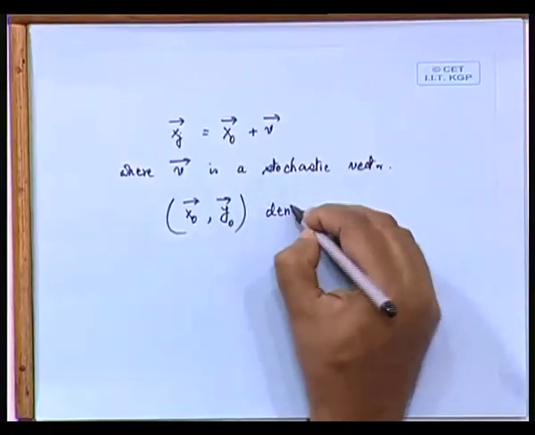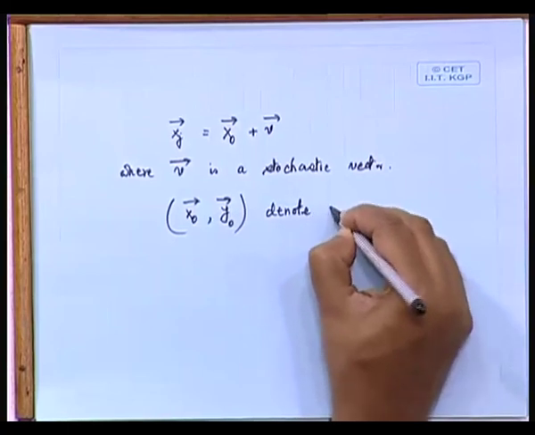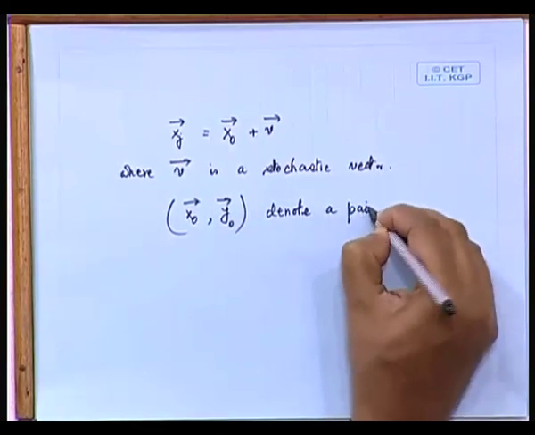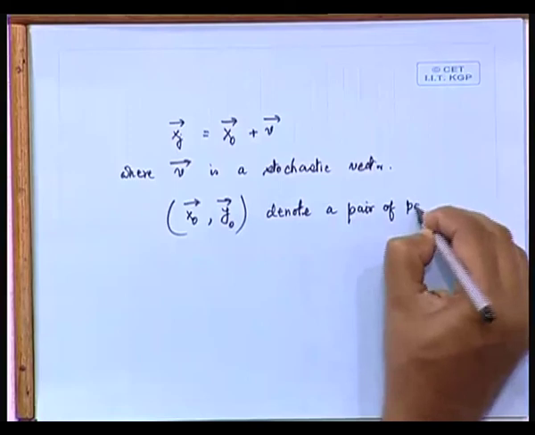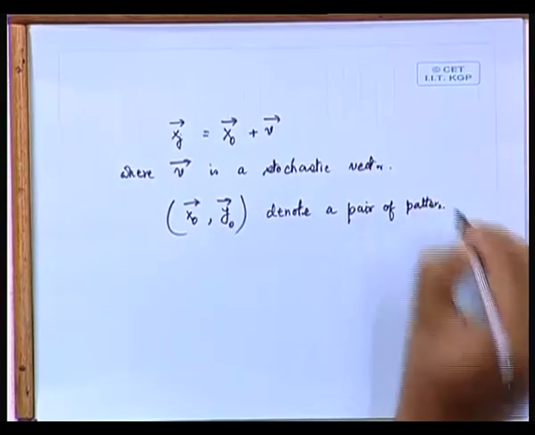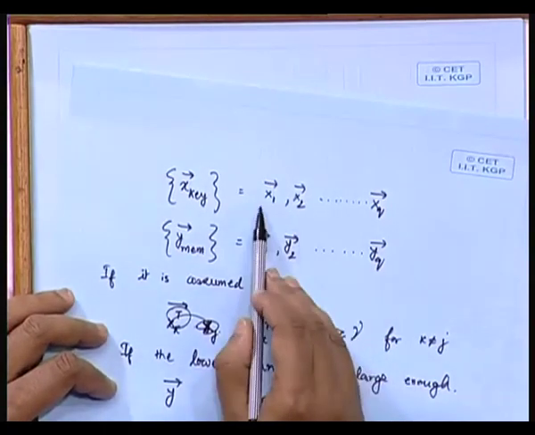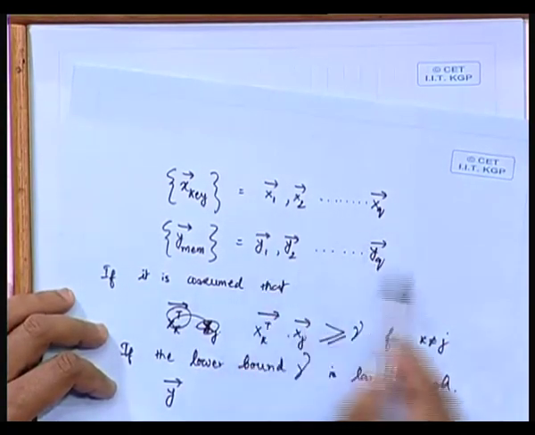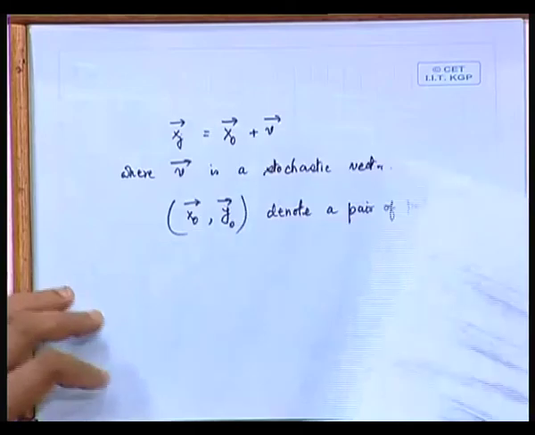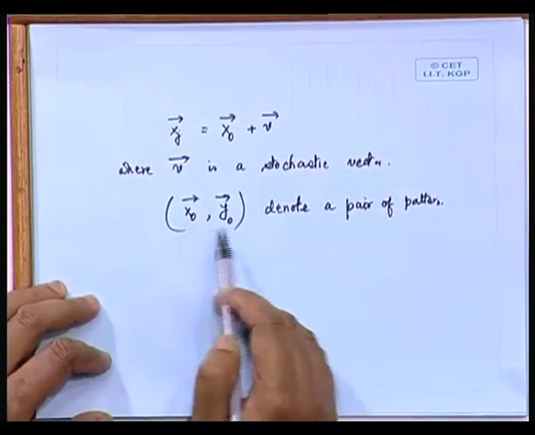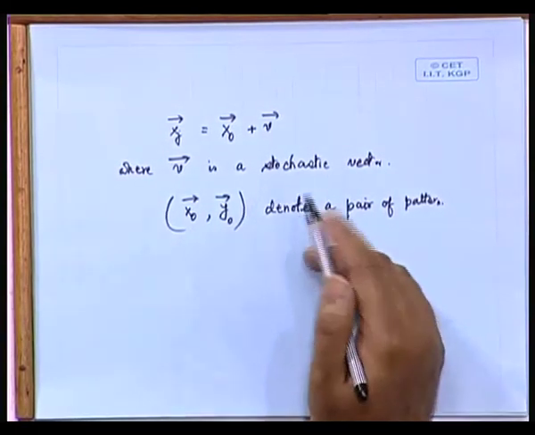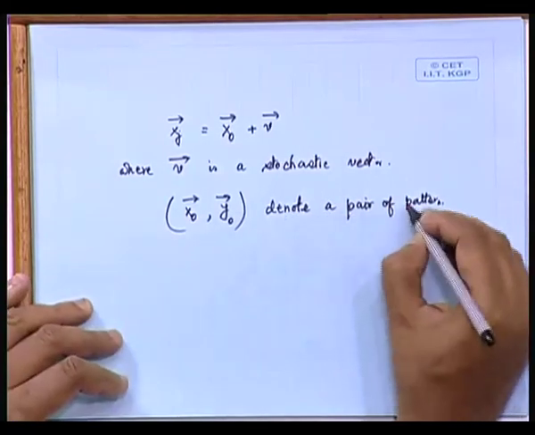So x naught, y naught will denote a pair of patterns never seen. Why are we calling it never seen? Because x naught is not there in this set and y naught is not there in this set, but we will be getting an association of x naught with y naught.